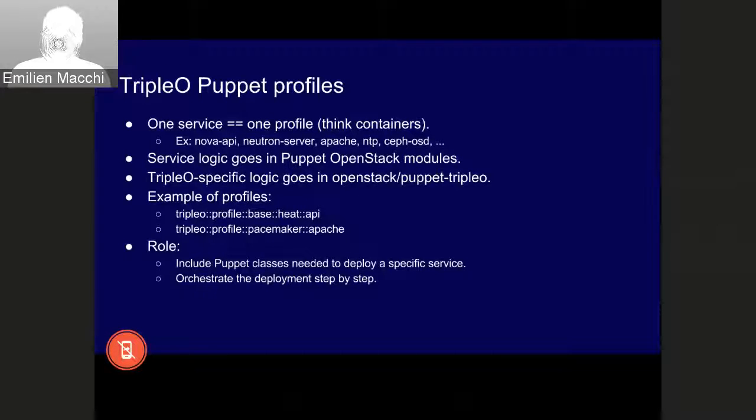For example, we have some profiles in TripleO, which call TripleO profile base Heat API or Pacemaker Apache. We will see afterwards how it works, and we have some roles that will include later the Puppet classes needed to deploy a specific service. We will see afterwards what the roles are and how they work. There is one thing which is very important to understand here: we are using Puppet to do the configuration and the orchestration, and we are using a stepwise deployment. We did that before already, and we will continue to do it during the next release. So what is a stepwise deployment?